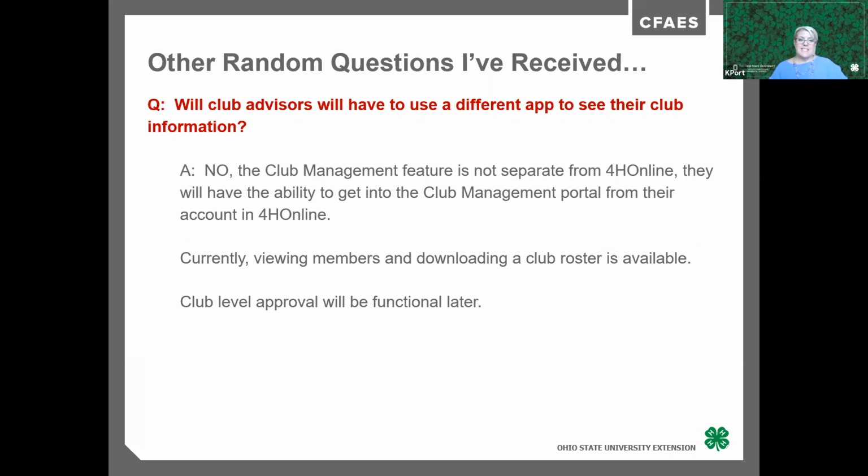Currently, our club leaders can view members and they can download club rosters. They're working on setting up club level approval that we currently have in 1.0. It's just not set up just yet. So I recommend, if you normally have club leader approvals before they come to the county office for final approval, this year I would not recommend using that feature, just until we know for sure that everybody across the board has access to that if they want it. So don't use it until we know for sure that it's turned on for everybody and is working correctly.